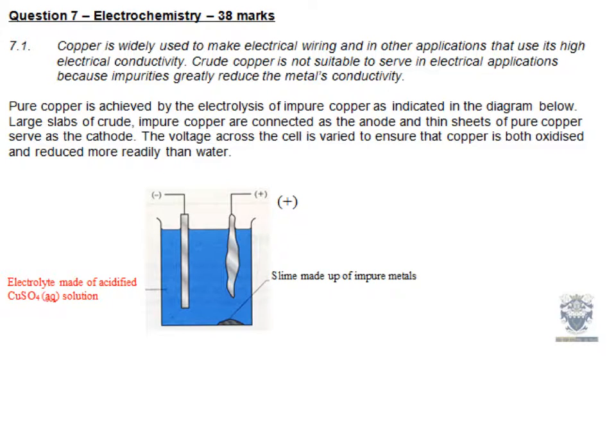Copper is widely used to make electrochemical wiring and other applications. In electrical conductivity, crude copper is not suitable, so we need to try and purify it. Pure copper is achieved by the electrolysis of impure copper as indicated in this diagram. The impure copper is connected to the anode, and the thin sheets of pure copper serve as the cathode. The voltage across the cell is varied, and it's going to oxidize more readily than water. So there's our stuff. Let's see what we're going to do with those questions.